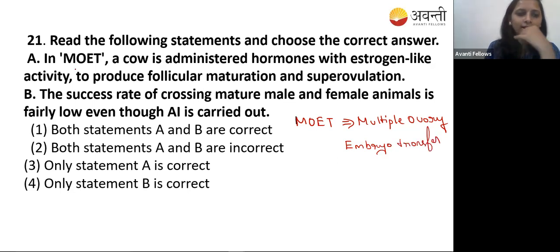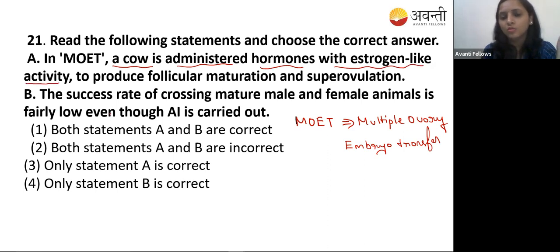They are telling that in multiple ovary embryo transfer, a cow is administered a hormone with estrogen-like activity. No, it is administered with FSH-like activity. FSH is nothing but follicle stimulating hormone. So it is injected with an FSH-like hormone, not an estrogen-like hormone, to produce follicular maturation and super ovulation.